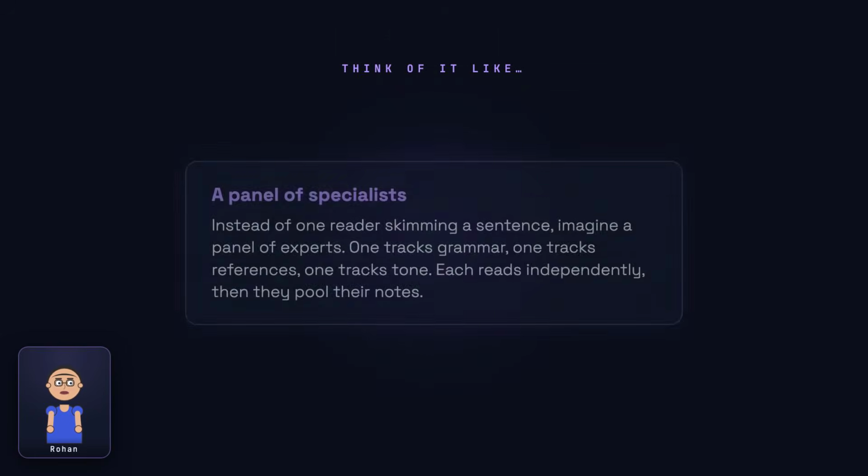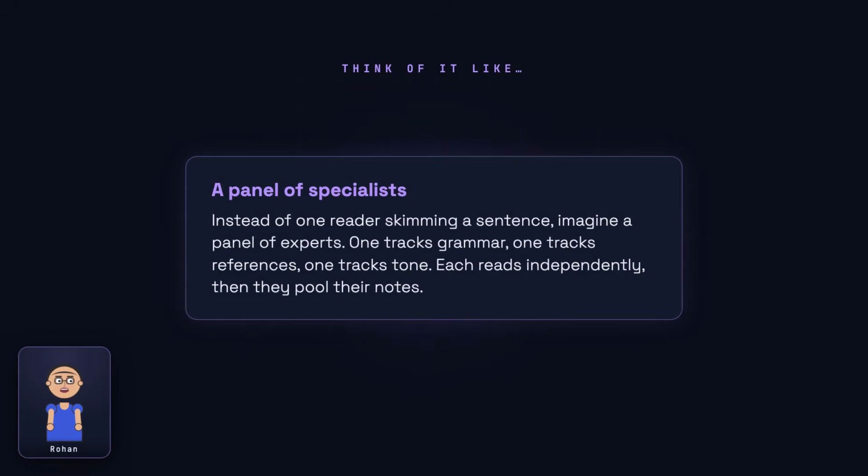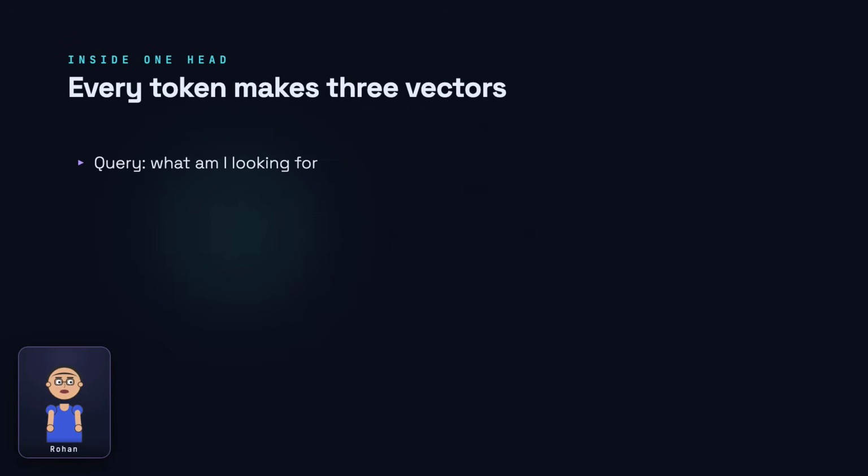Here's the mental model. Rather than one reader trying to notice everything, imagine a small panel of specialists reading the same sentence. One focuses on grammar, another on what pronouns refer to, another on tone. Each reads independently. Then they combine their notes into one summary. Each specialist is what we'll call an attention head. Let's open up a single head first.